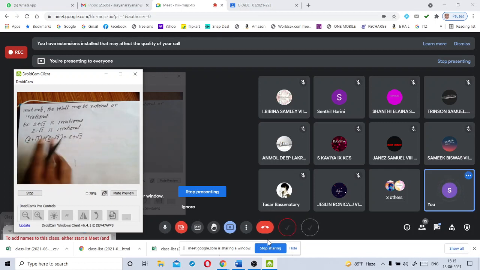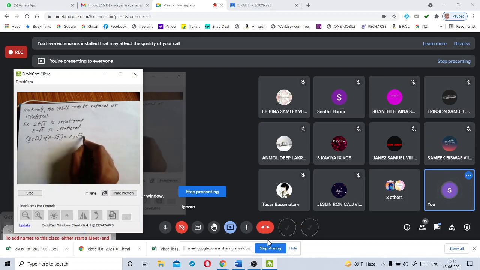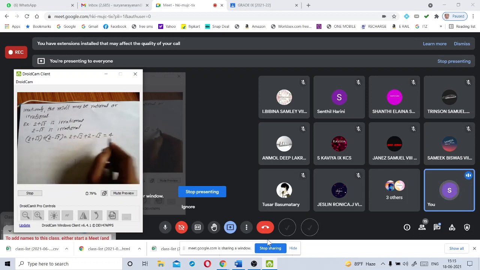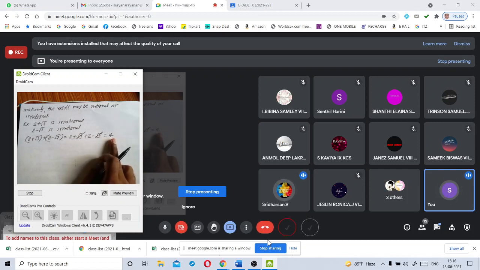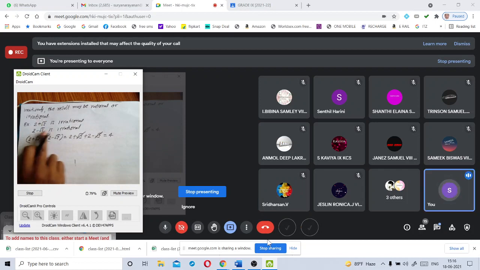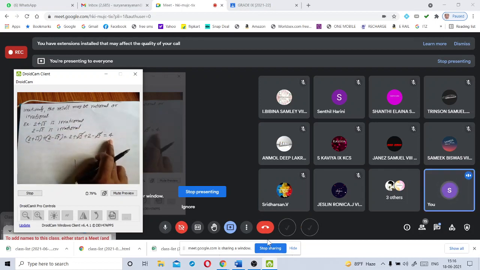2 plus root 3, just removing the small brackets, plus 2 minus root 3. If you observe here, 2 plus 2 is equal to 4. Here plus root 3 minus root 3 gets cancelled. What is this number, rational number or irrational number? This is a rational number, sir. So in this case, we got a rational number.